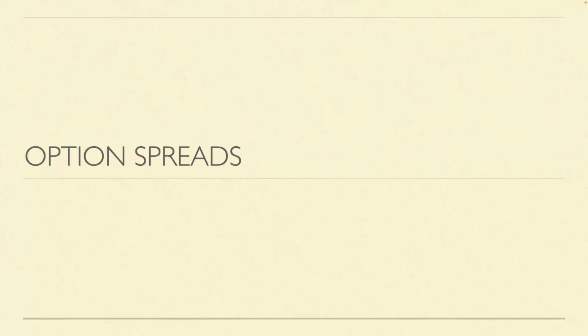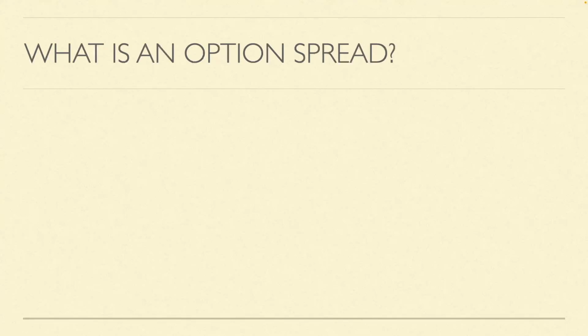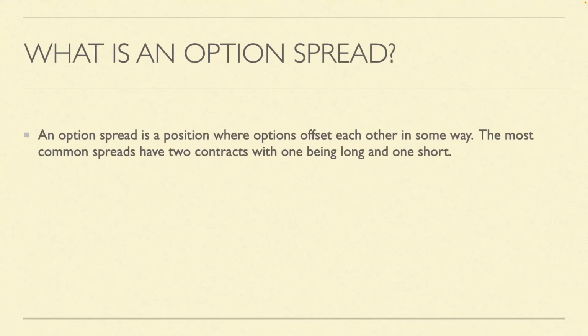Welcome to this video on option spreads. What is an option spread? An option spread is a position where options offset each other in some way. The most common spreads have two contracts, with one being long and one being short.